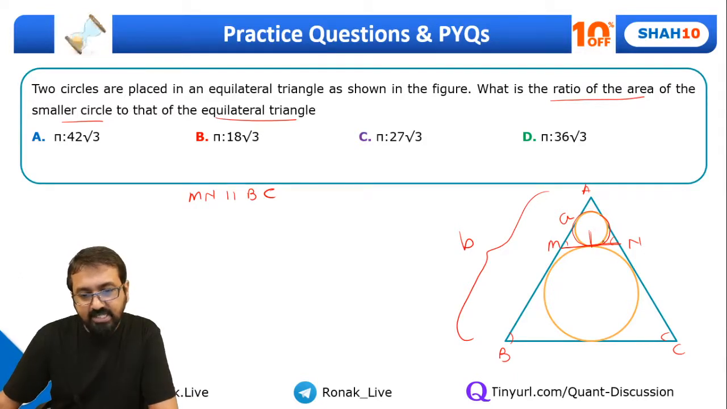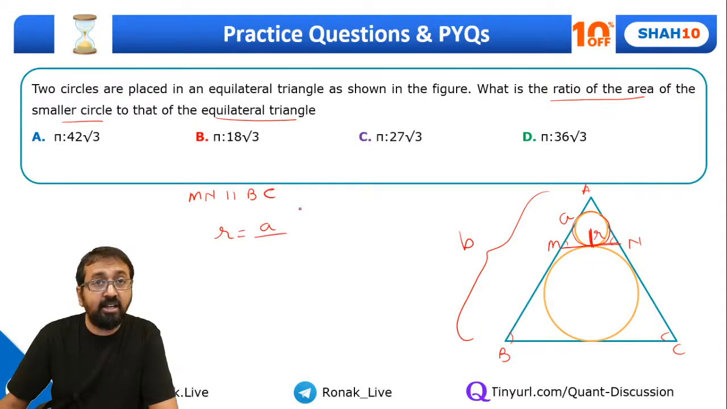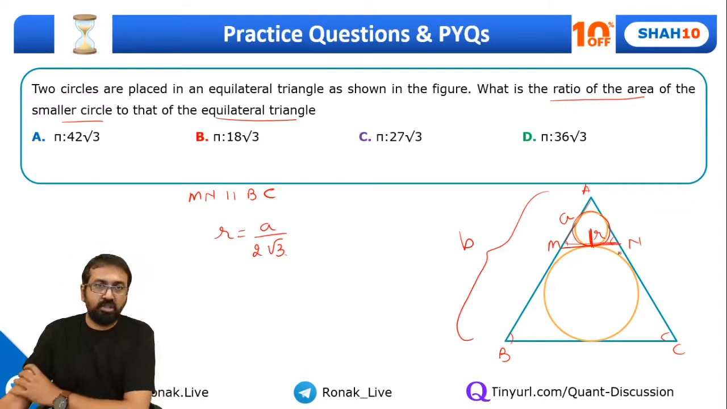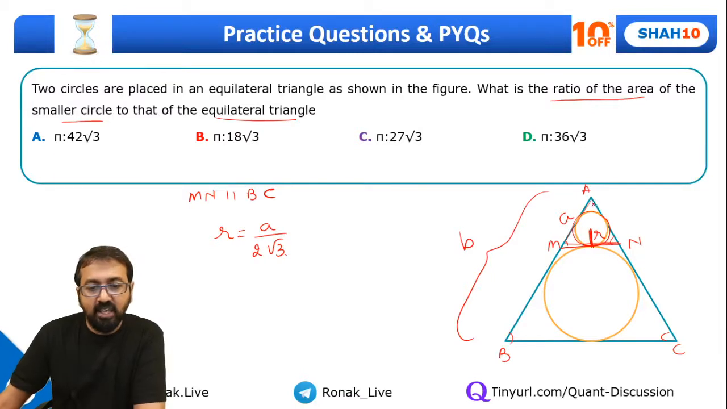If this side is a, can I say this is the incircle, so this will be the inradius, right? In an equilateral triangle, the inradius is a upon 2 root 3, where a is the side. So in this smaller triangle I have taken side as a unit, so this inradius will be a upon 2 root 3. Same way, if I can find this side b in terms of a, I can easily get the ratio. So let's see how we can do it.